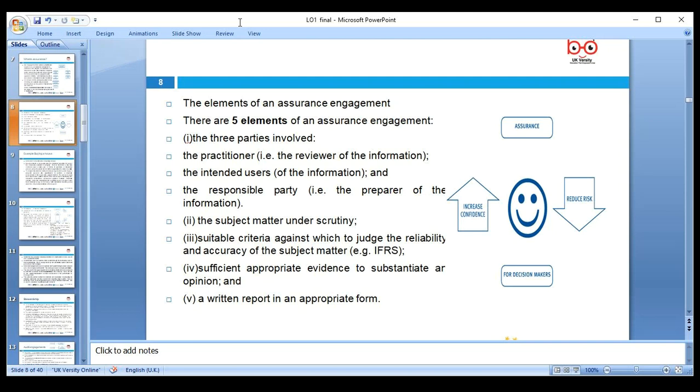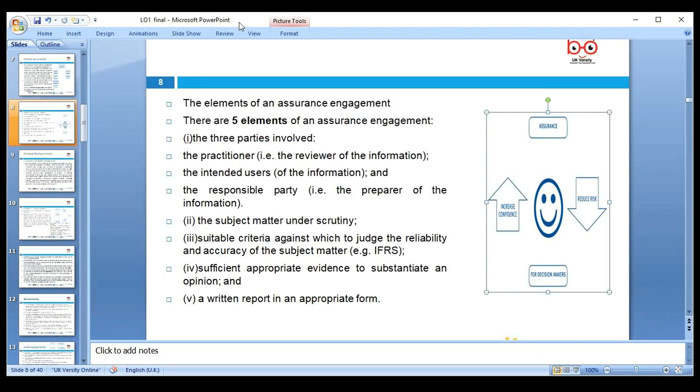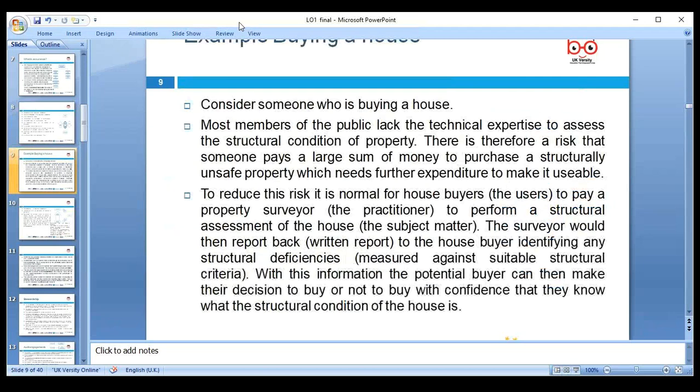So we need sufficient, appropriate evidence. We need written reports. It is always good to have written evidence, not verbal, because that helps to increase the confidence.